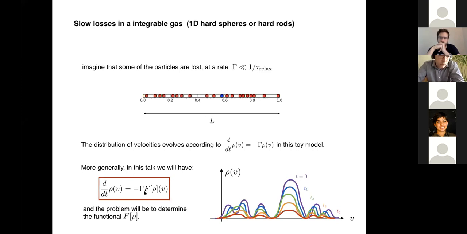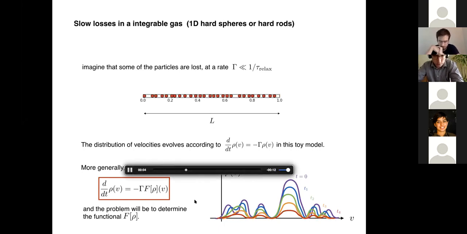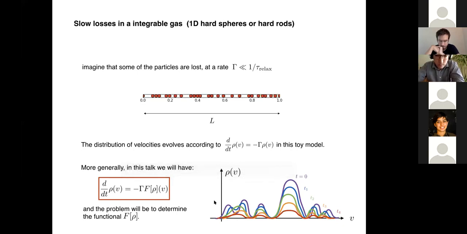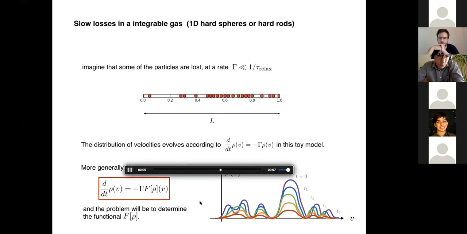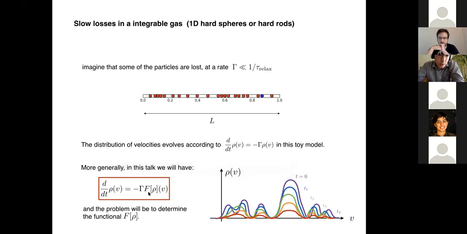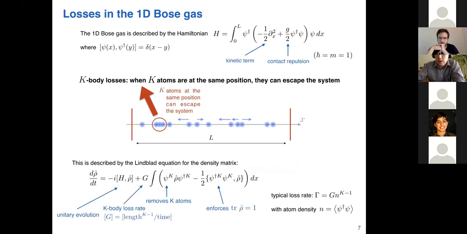And of course, if we know the functional f, then we can calculate the time evolution of the rapidity distribution. So typically what will happen is that it starts, for instance, from this violet distribution at t equals zero, and then it evolves with time, and ultimately it will just go to a constant zero, simply because since we are losing particles in the system, at large times the system will just go to the vacuum. So the big challenge is really to calculate this functional f in general. Okay. So now that's enough toy models.